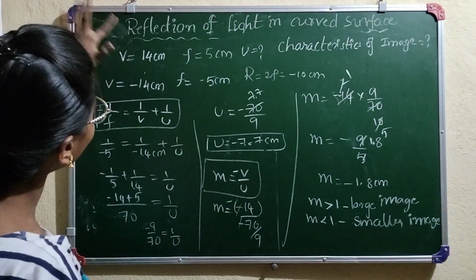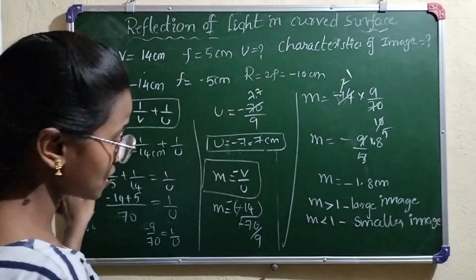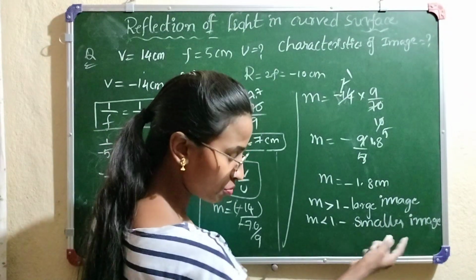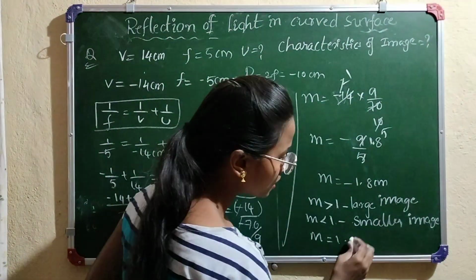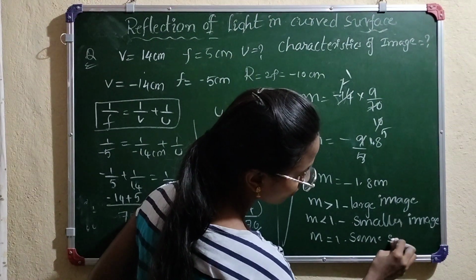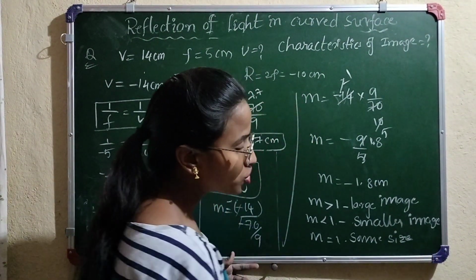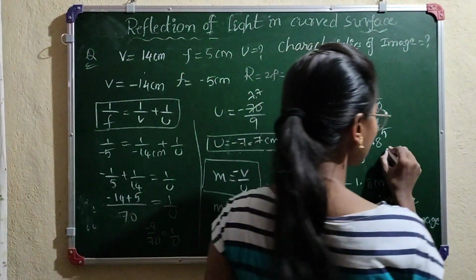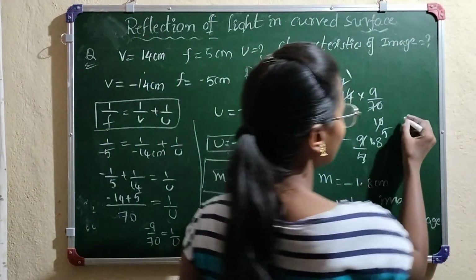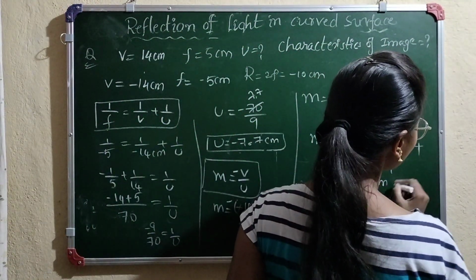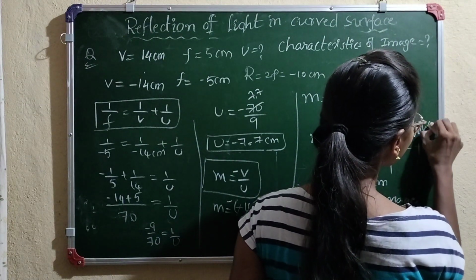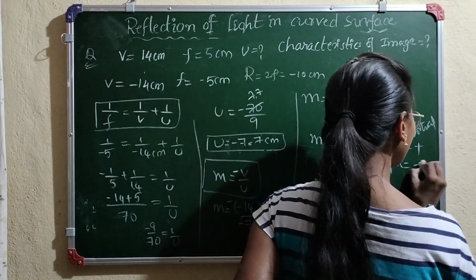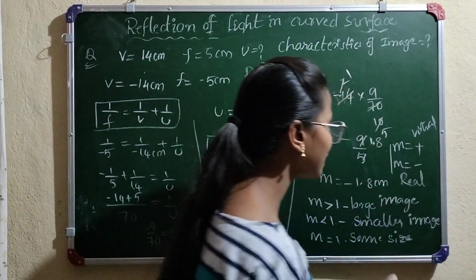Which I have explained in case 3, I think. Okay, so if m is less than 1, smaller size. If m is equal to 1, same size image will be formed. Then whether that is virtual or real, how can we know? If m is positive, it is a virtual image. But here m is negative. So that is the reason: whenever m is negative, that is a real image. So let me write neatly once again for you.